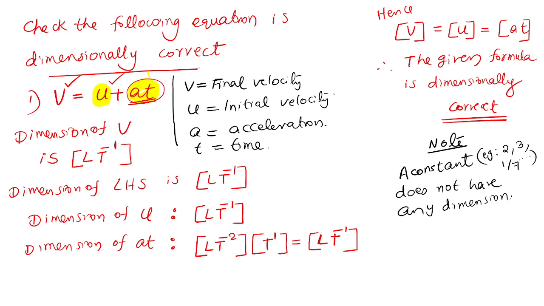What is the dimension of a number 2? No dimension, understood? But if there is 2 meter, it will be length. A constant does not have any unit, does not have any dimension. A constant without any unit does not have any dimension. 2 meter has the dimension length, but just a number 2 does not have any dimension. Clear? Understood?